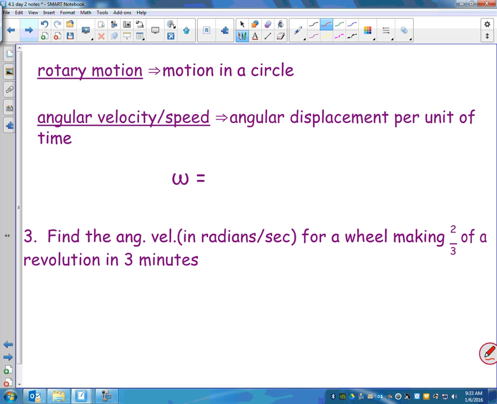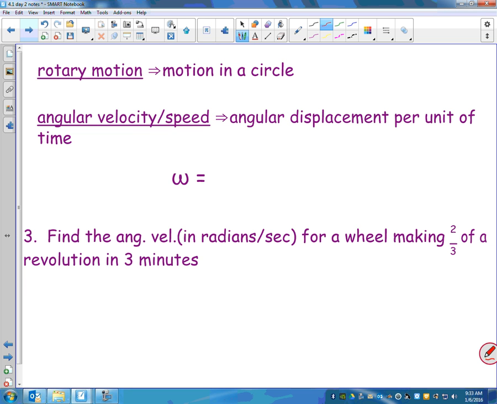Alright, we can also talk about motion in a circle. Technically it's called rotary motion, but if we're talking about tires spinning or a Ferris wheel spinning, other things that are circular spinning, one of the things we can talk about is angular velocity, angular speed. We're talking about the angle changing per unit of time.